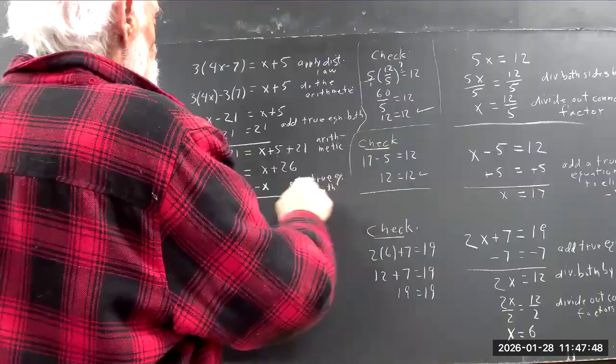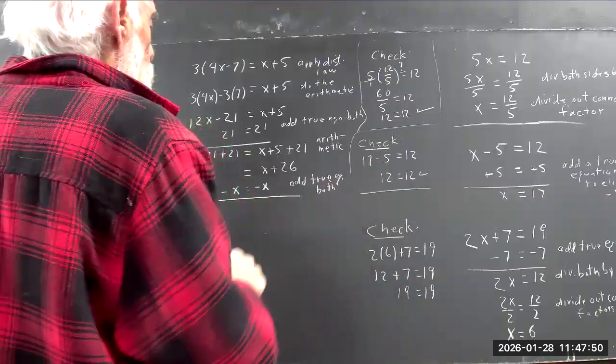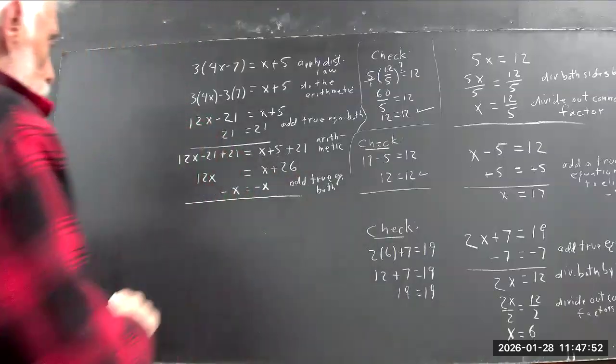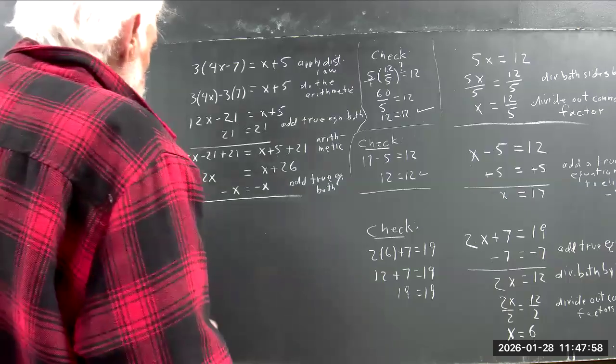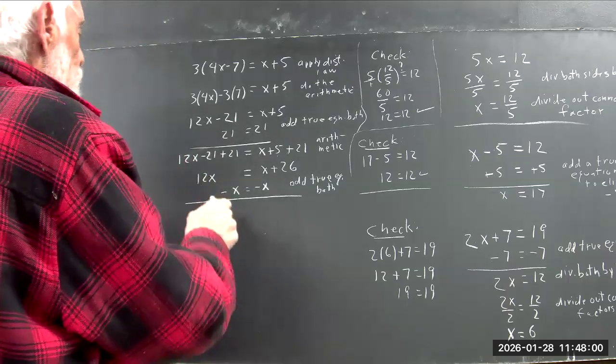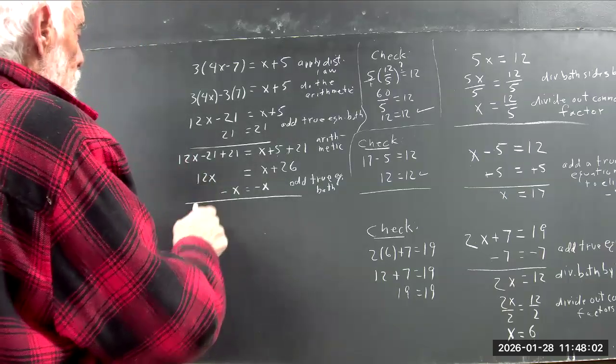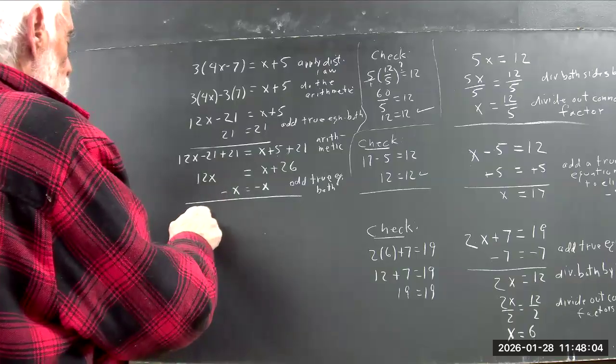I recommend you use the words "add true equation, both," thinking, understanding that both means both sides. Get that firmly in your brain. And now I'm going to write out what we get.